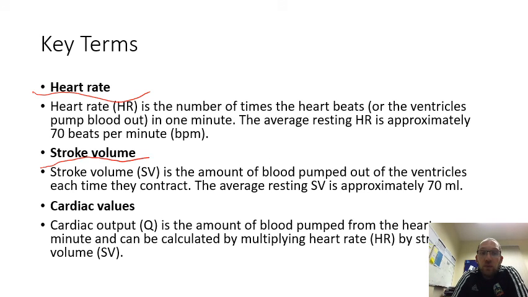Stroke volume. Stroke volume is the amount of blood pumped out of the ventricles each time they contract. So every time the heart beats, how much blood is pumped out is stroke volume. Cardiac output is the amount of blood pumped from the heart per minute and can be calculated by multiplying heart rate by stroke volume. So you go heart rate times stroke volume equals your cardiac output.